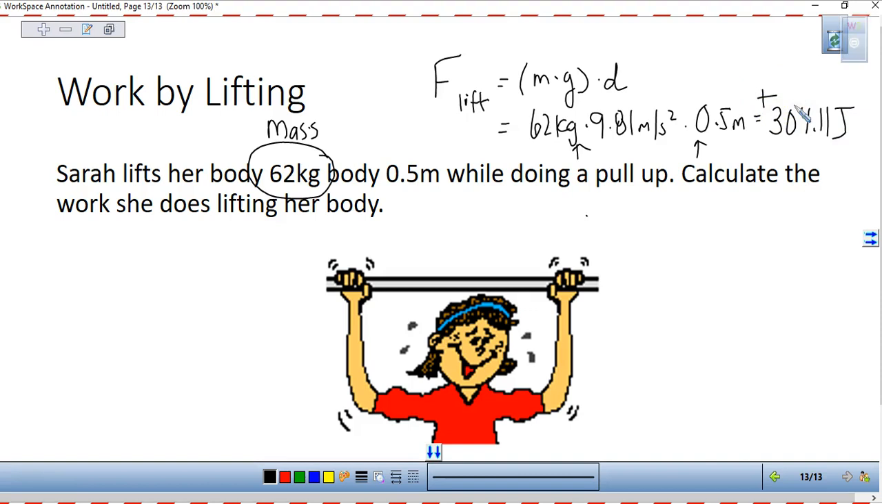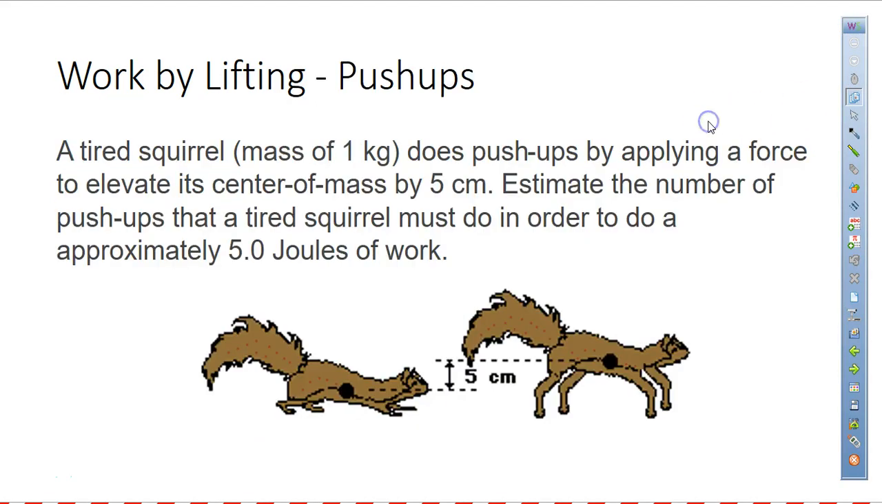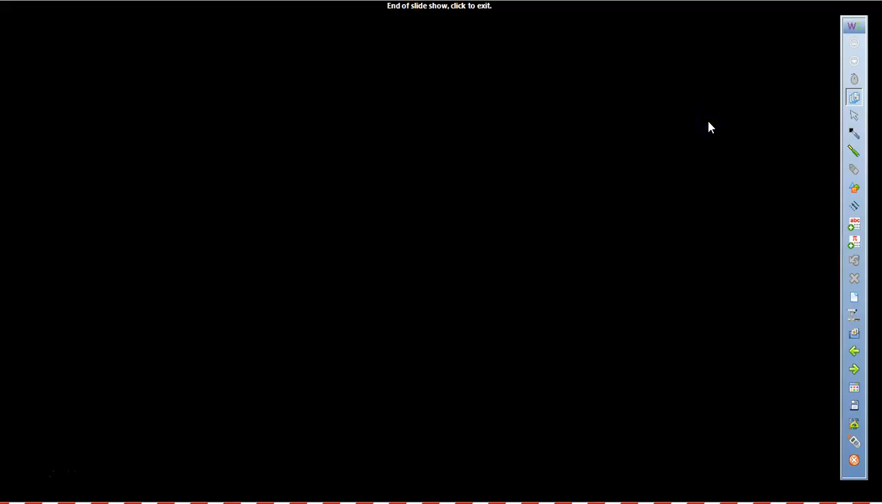So that's just a quick added step. Another way you could check your work when you're doing your online homework, if you're finding it's not coming out, try 9.81 or identify that that's mass. Okay, questions on that? All right. And that is it for work.